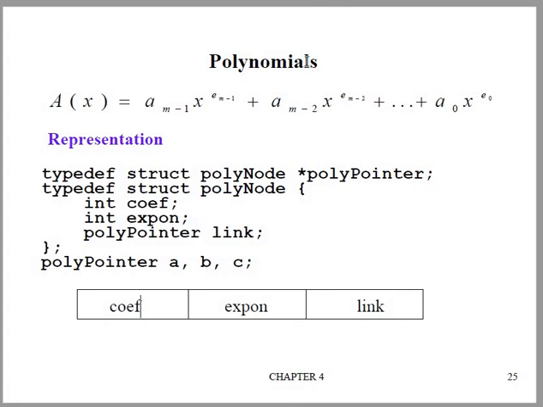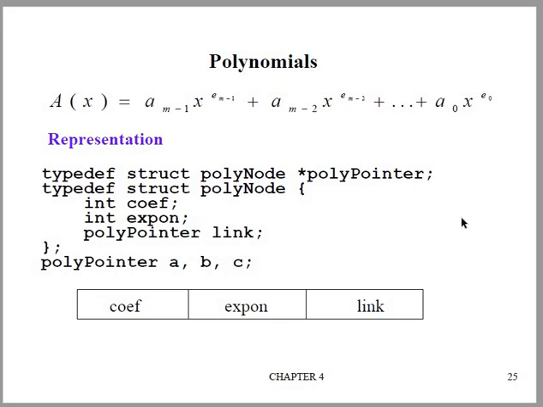So here we can see the general format of the polynomial. A of x equal to a suffix m minus 1 x power e m minus 1 plus a m minus 2 x power e m minus 2, etc., plus a suffix 0 x power e 0. This is the general format of writing the polynomial.